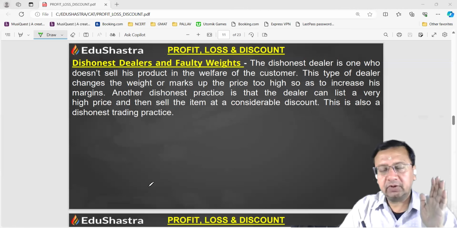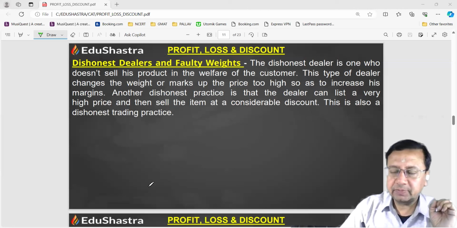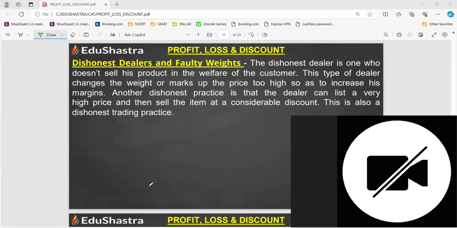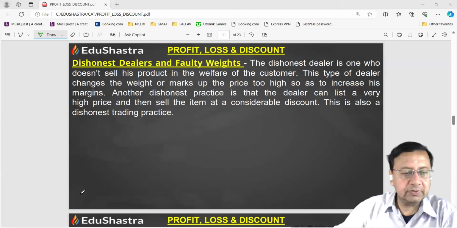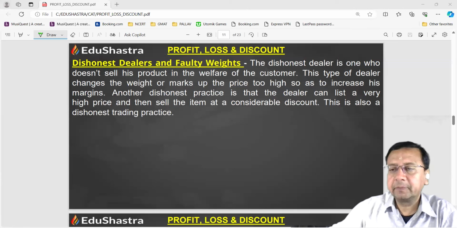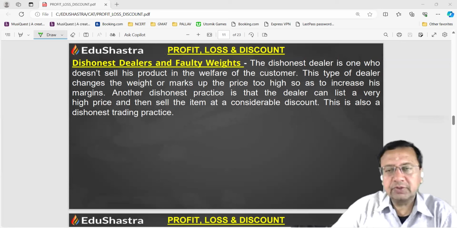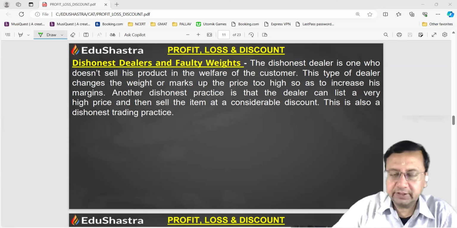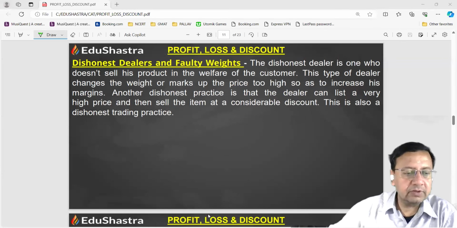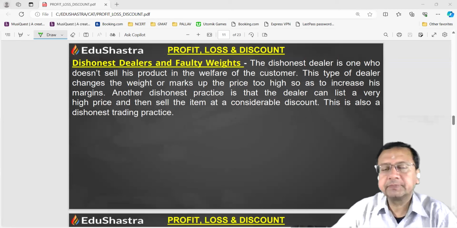What is the profit or loss percentage for the shopkeeper? The weighing machine of a shopkeeper shows 900 grams in place of 1 kg. What is the profit or loss percentage for the shopkeeper? Yash says 11.11% profit. I repeat once again: the weighing machine of a shopkeeper shows 900 grams in place of 1 kg. What is the profit or loss percentage for the shopkeeper?